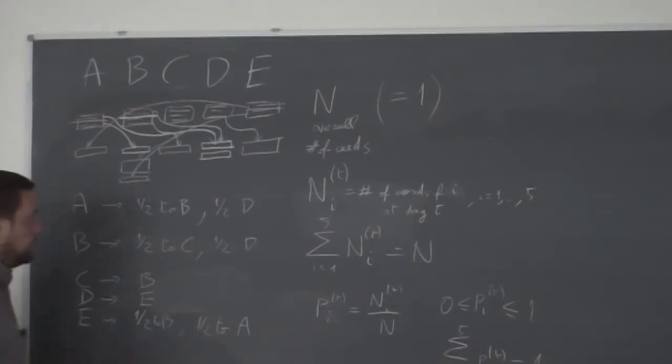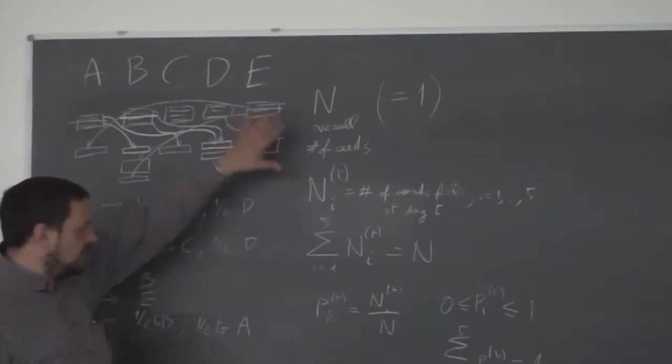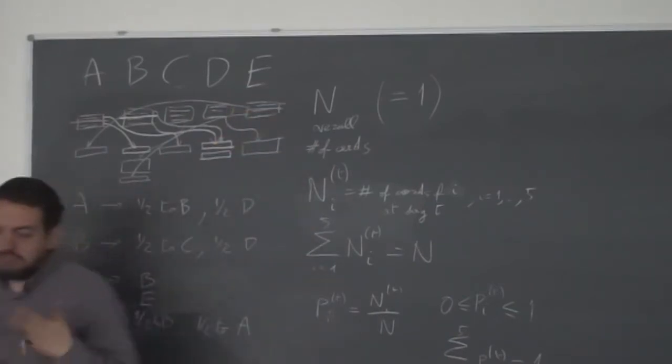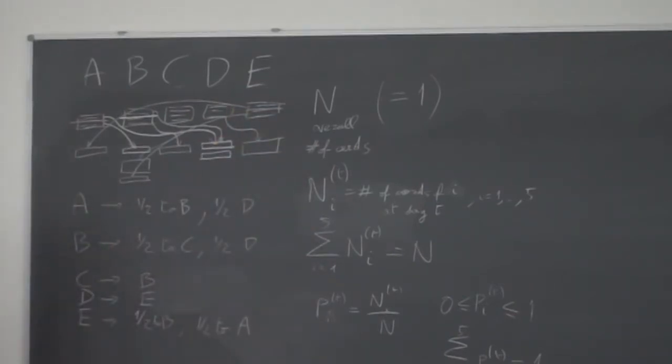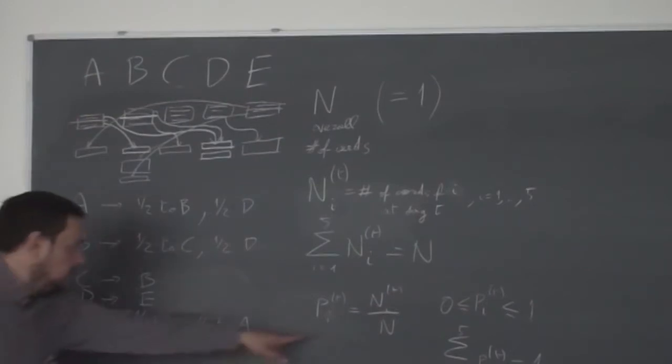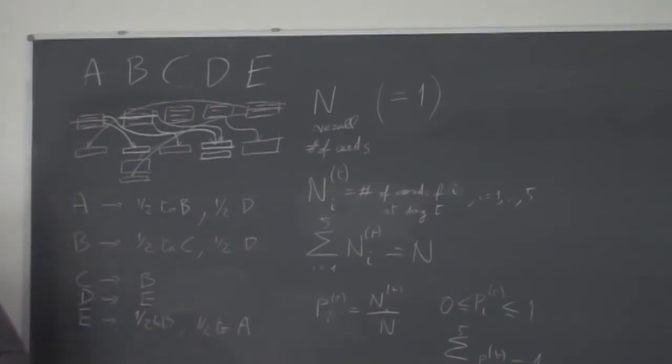Okay, so by moving from the number of cards to this ratio, we actually move to the context where we can use our PageRank algorithms to compute the answers to this exercise.